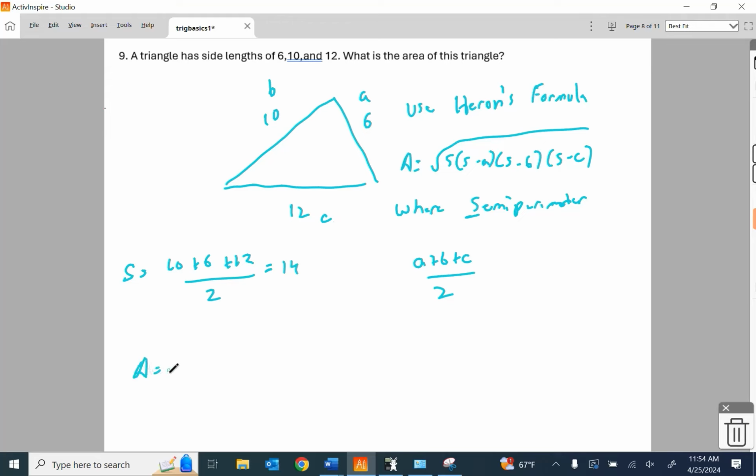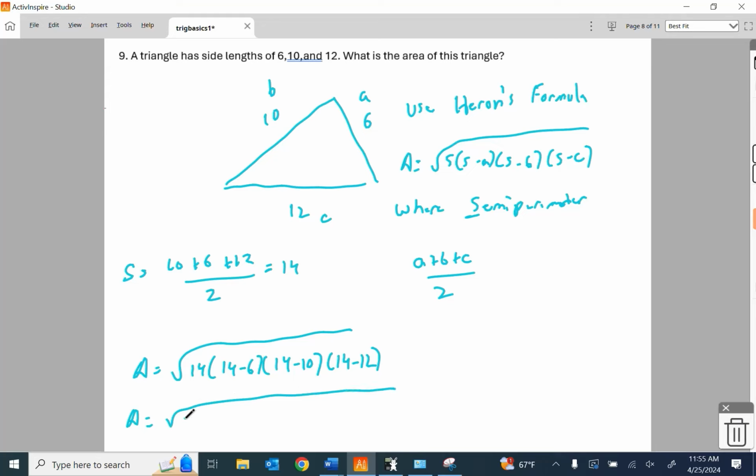So my area is going to be the square root of 14. This is going to be 14 minus 6. The next one's going to be 14 minus 10. The next one's going to be 14 minus 12. All right, so we got a 14. That's going to be 8. That's going to be 4. That's going to be 2.